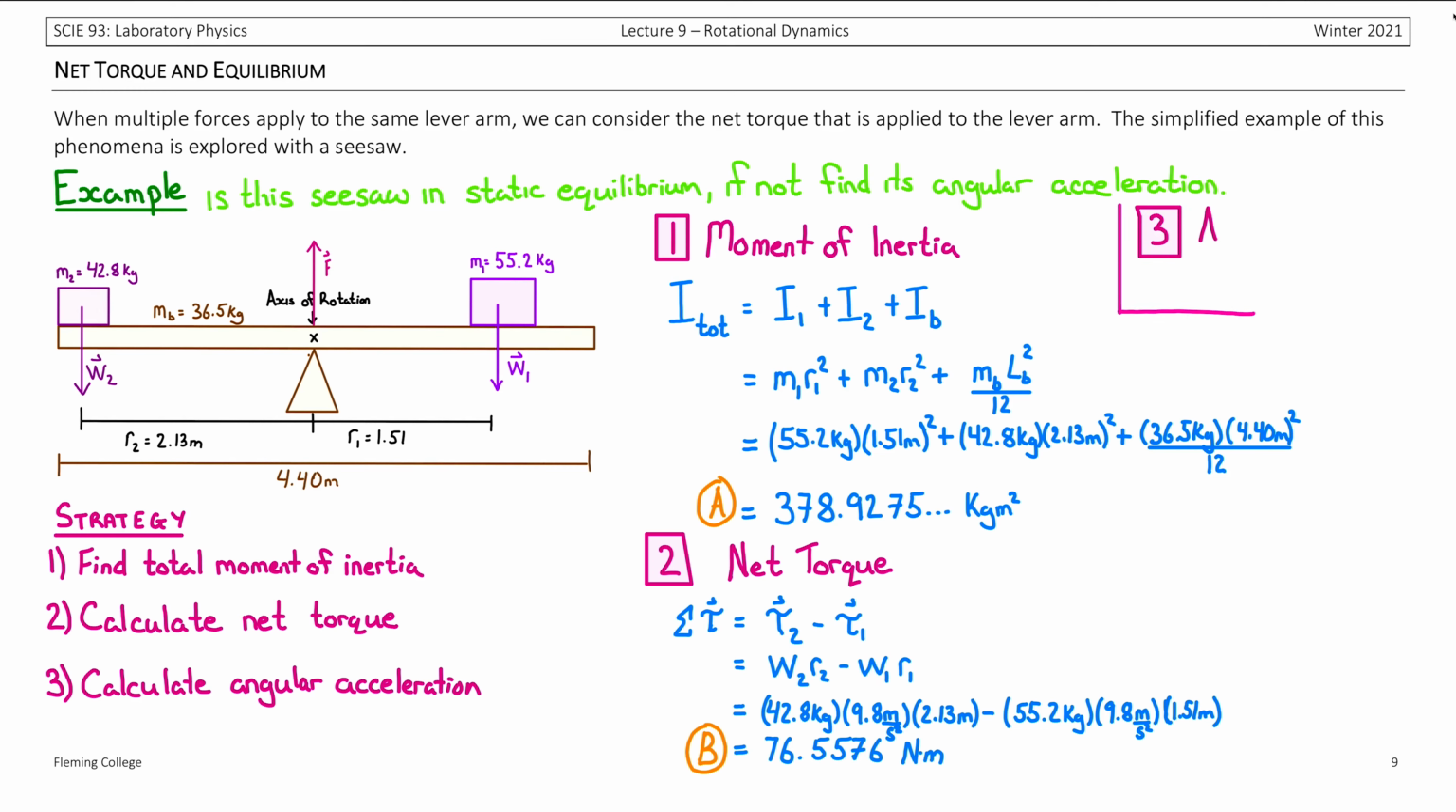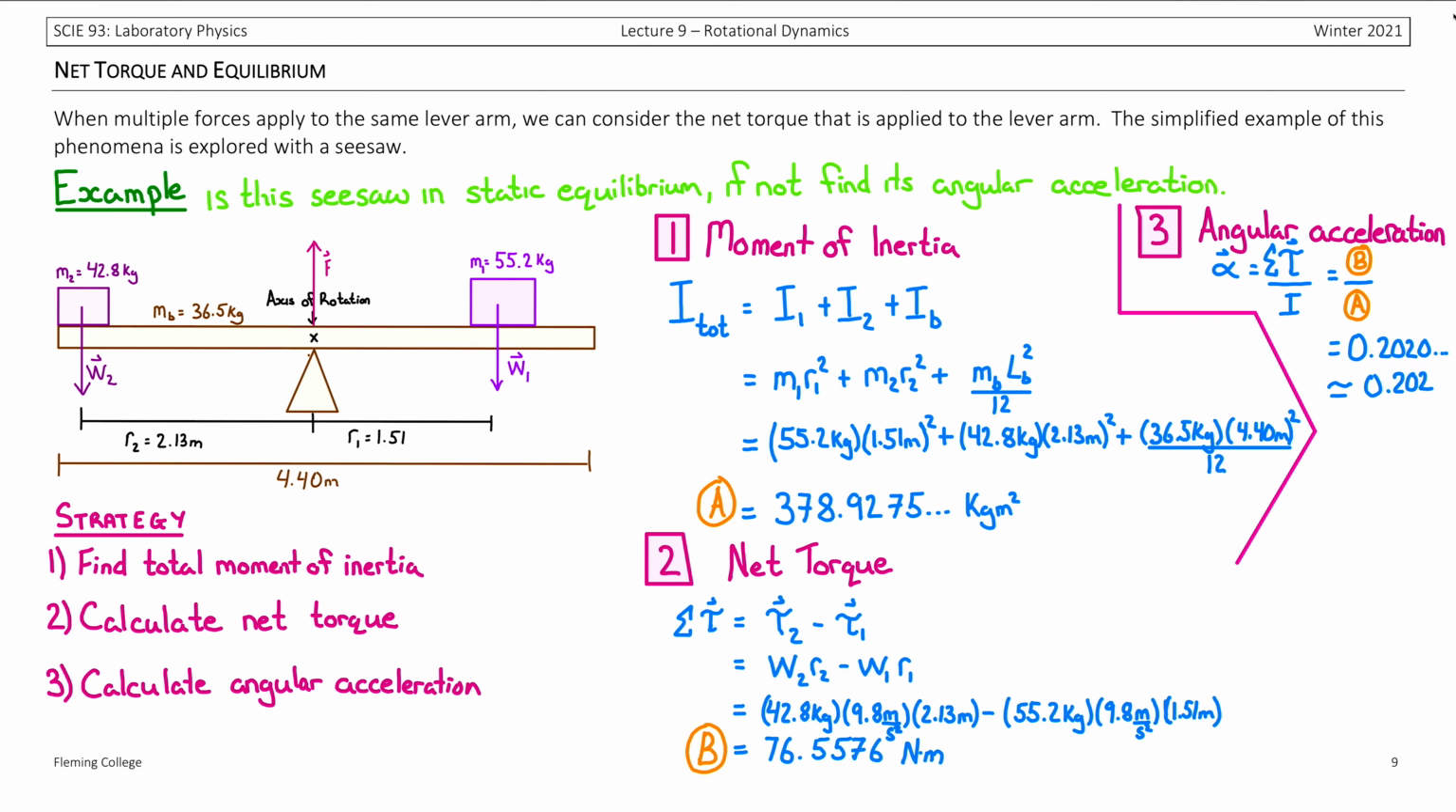Let's squeeze the angular acceleration calculation into the side here. So rearranging Newton's second law, we can get the angular acceleration from taking the net torque and dividing it by the moment of inertia. I already have these values in my calculator, so let's substitute the value stored in B, dividing by the value stored in A, and we see that we get 0.2020. Again, more information than we need. This is approximately 0.202.